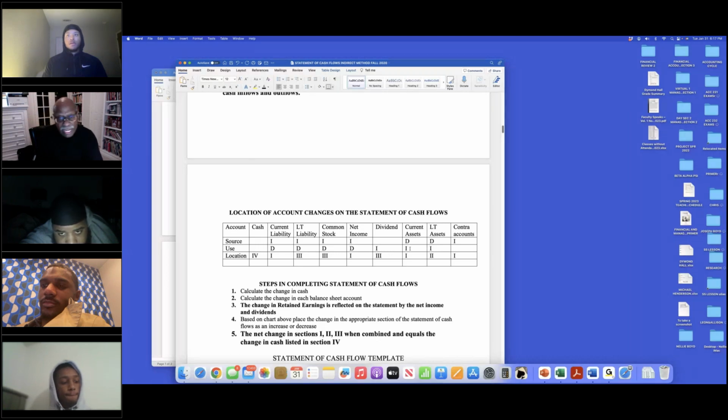Long-term assets work the same way. When you buy them, they're a use of cash. When you sell them, they're a source of cash. And then the contra assets are always going to be in part one, and typically they're going to be sources. So we got our rules now.